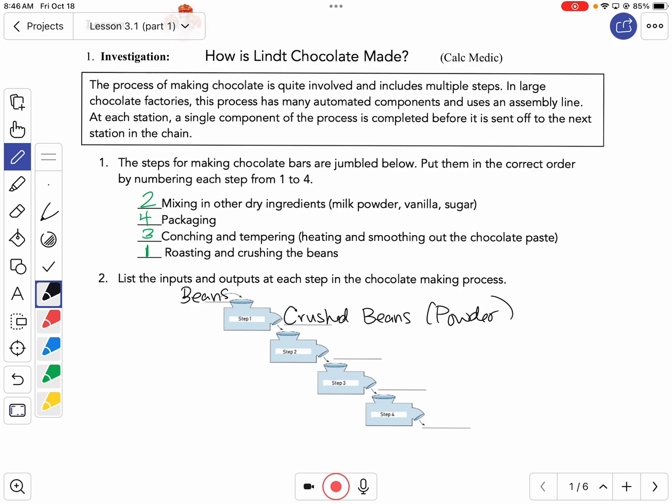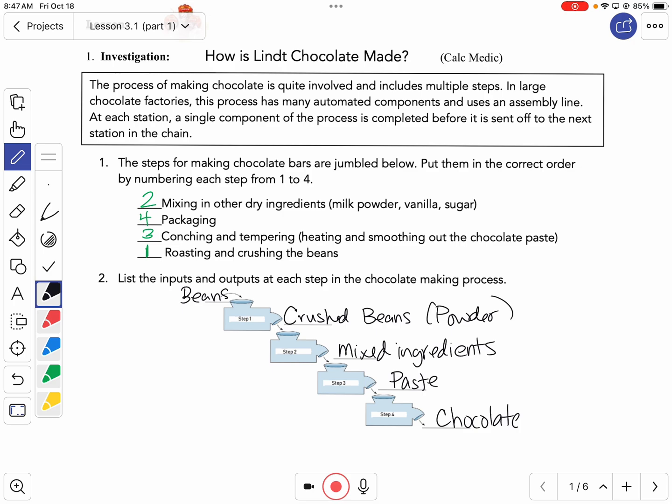So then we put the crushed beans in and we add some more stuff to it. And what do we end up with? We get those mixed dried ingredients. Then we put our mixed ingredients in and we get probably that paste. And then finally, we do all the stuff we do to it and we get the chocolate. So there are definitely a lot of different inputs and outputs. It's a multi-step process to make chocolate, which makes sense.